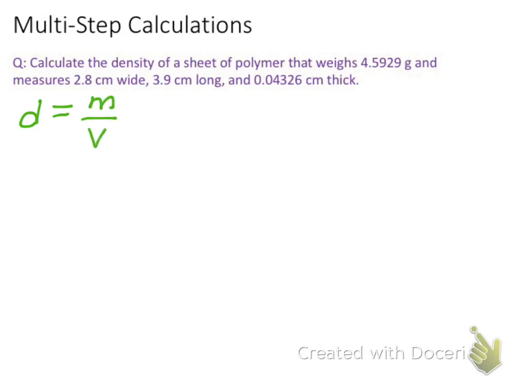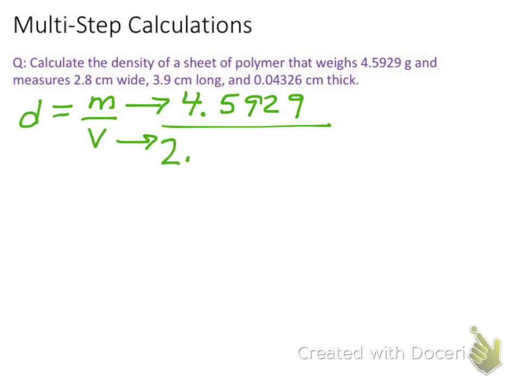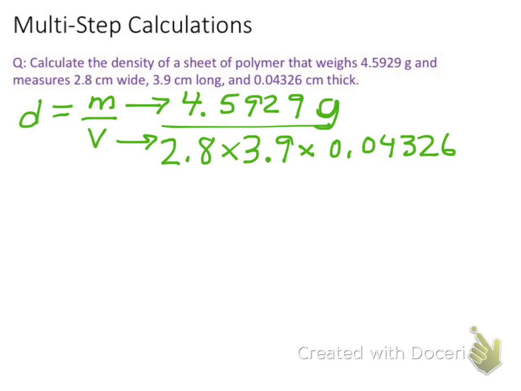So I need to get a mass for my polymer, and that is provided here by a measurement, 4.5929, and I need some sort of volume. And in this case, I'm going to have to actually multiply these numbers to get my volume. So I have to conduct two different mathematical operations in order to get the final answer. I'm going to have to multiply 2.8 times 3.9 times 0.04326. If I look at the units on the measurement, which I should be including, I'm going to put grams on the top and centimeters cubed will be on the bottom.